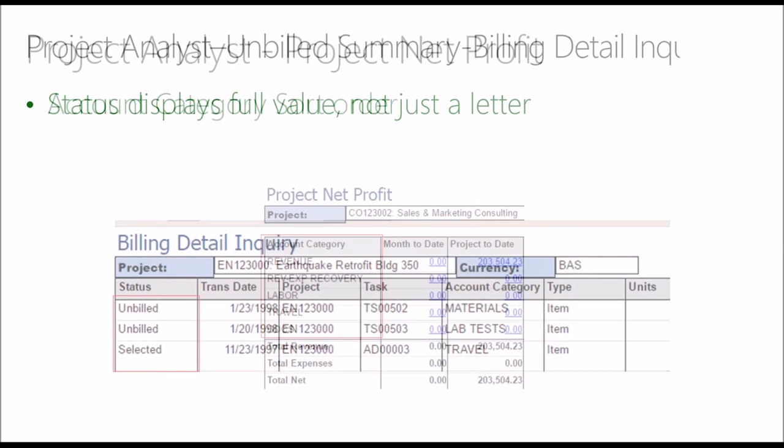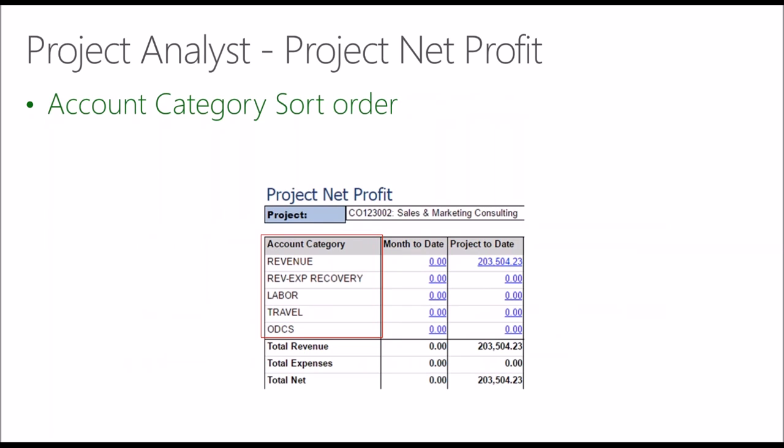The next thing is that the project net profit report should print the account categories in order. The sort order that we had before is now using the account category sort order. If you're familiar with the account category screen, if you pull that up, you will see a sort order value. You can put the values in there, and then the information here will print out in that order. So now these account categories are printing out exactly how they are set up inside of the account category maintenance.